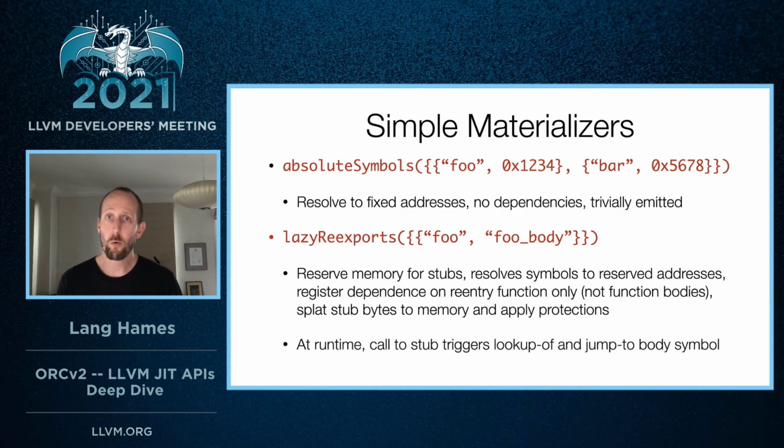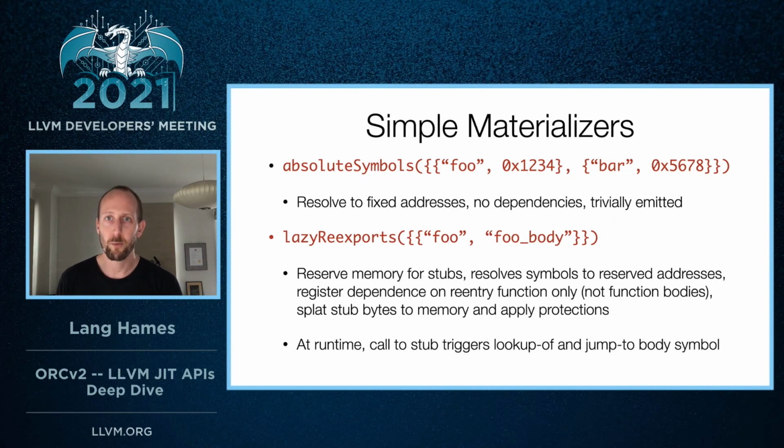Now, if you call one of those stubs at runtime, we're going to call into that reentry function, which does a register state save, looks up the function body in the JIT, which triggers materialization, restores the register state, and then jumps to the function body, and we'll update the function stub pointer so that future calls go to the body. We take care of all of that for you. All you have to do is give us the map of the stub names that you want to the function bodies that you want compiled.